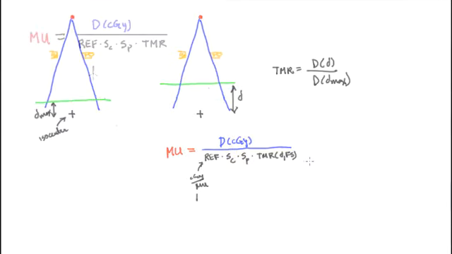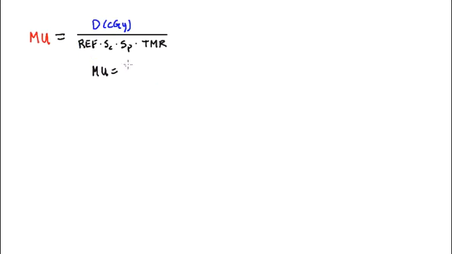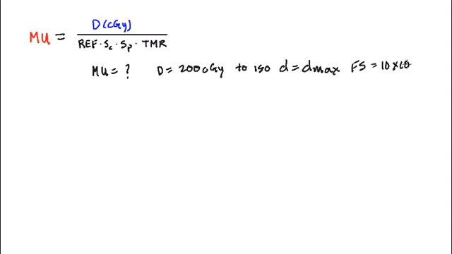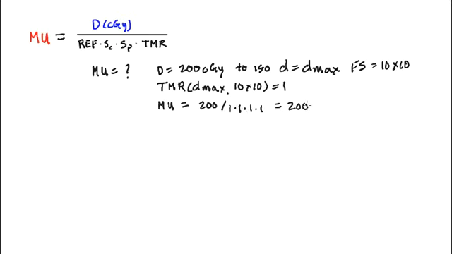Say we wanted to calculate the number of MU required to deliver 200 centigray to the isocenter point if the patient was set up to where the isocenter is at a depth of Dmax for a 10 by 10 field. Now for a 10 by 10 field, SC, SP, under these conditions, those are both 1. The TMR at a depth of Dmax is 1. And so it would be 200 divided by 1, 1, 1, and 1. And so the MU would be 200. 200 MU delivers 200 centigray under those reference conditions.